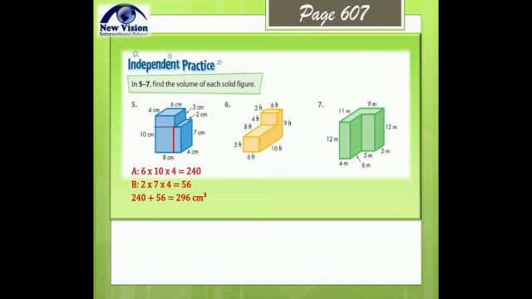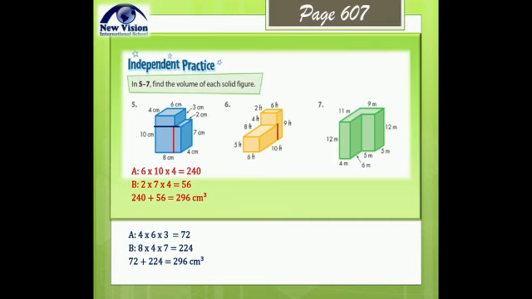Next, if we divide it horizontally, prism A is 4 times 6 times 3 equals 72. Prism B is 8 times 4 times 7 equals 224. And the total volume, 72 plus 224 equals 296 cubic centimeters. So we got the same volume.